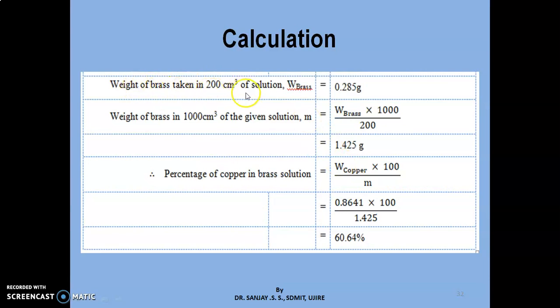Weight of brass taken is 0.25 gram. Weight of brass in a liter of solution can be weight of brass into 1000 over 200. Finally, the percentage of copper can be calculated by taking weight of copper into 100 over the weight of brass taken.